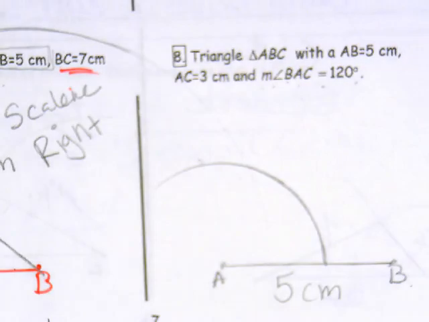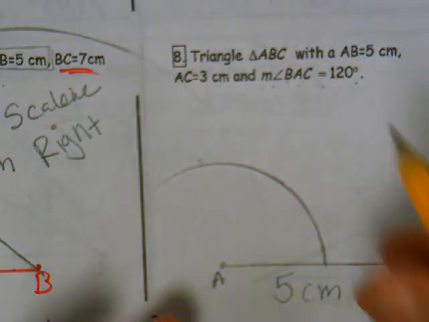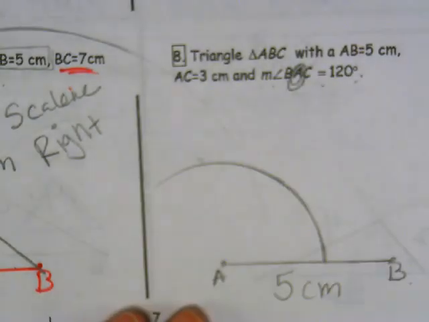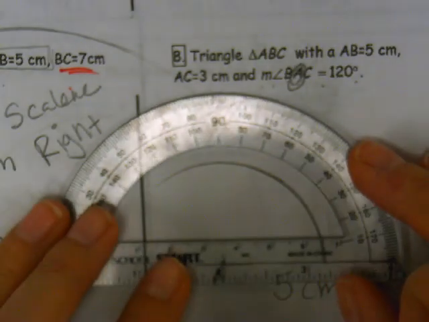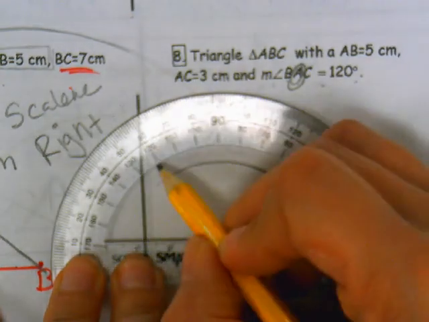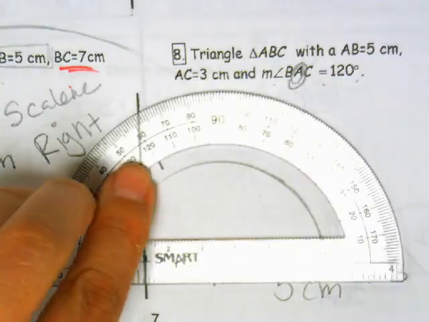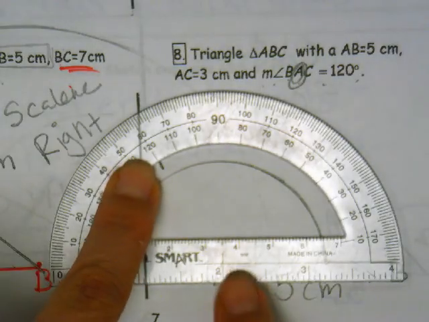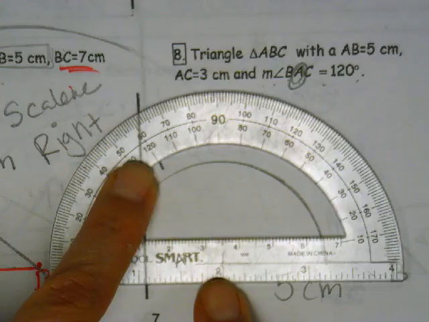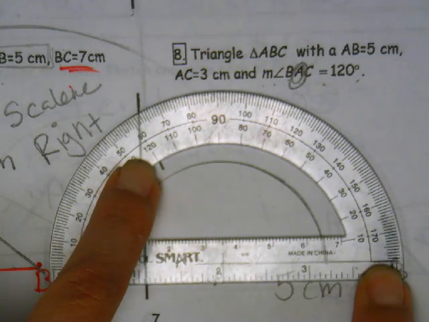Where do I draw the 120? On the A or the B? What's the middle letter? A. The middle letter tells you where to draw it off of. 120 right there, on the inside numbers, because the protractor's center is on the dot.